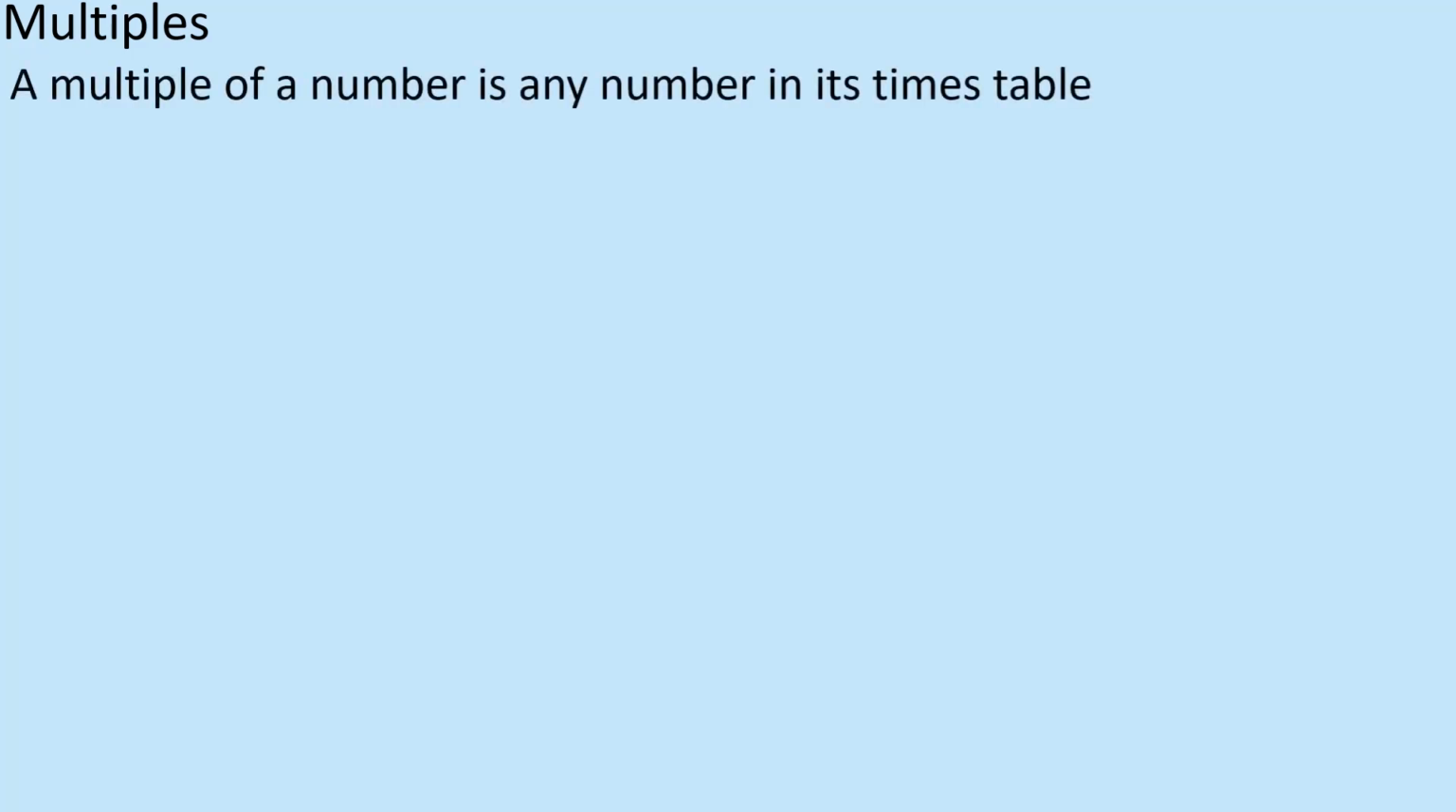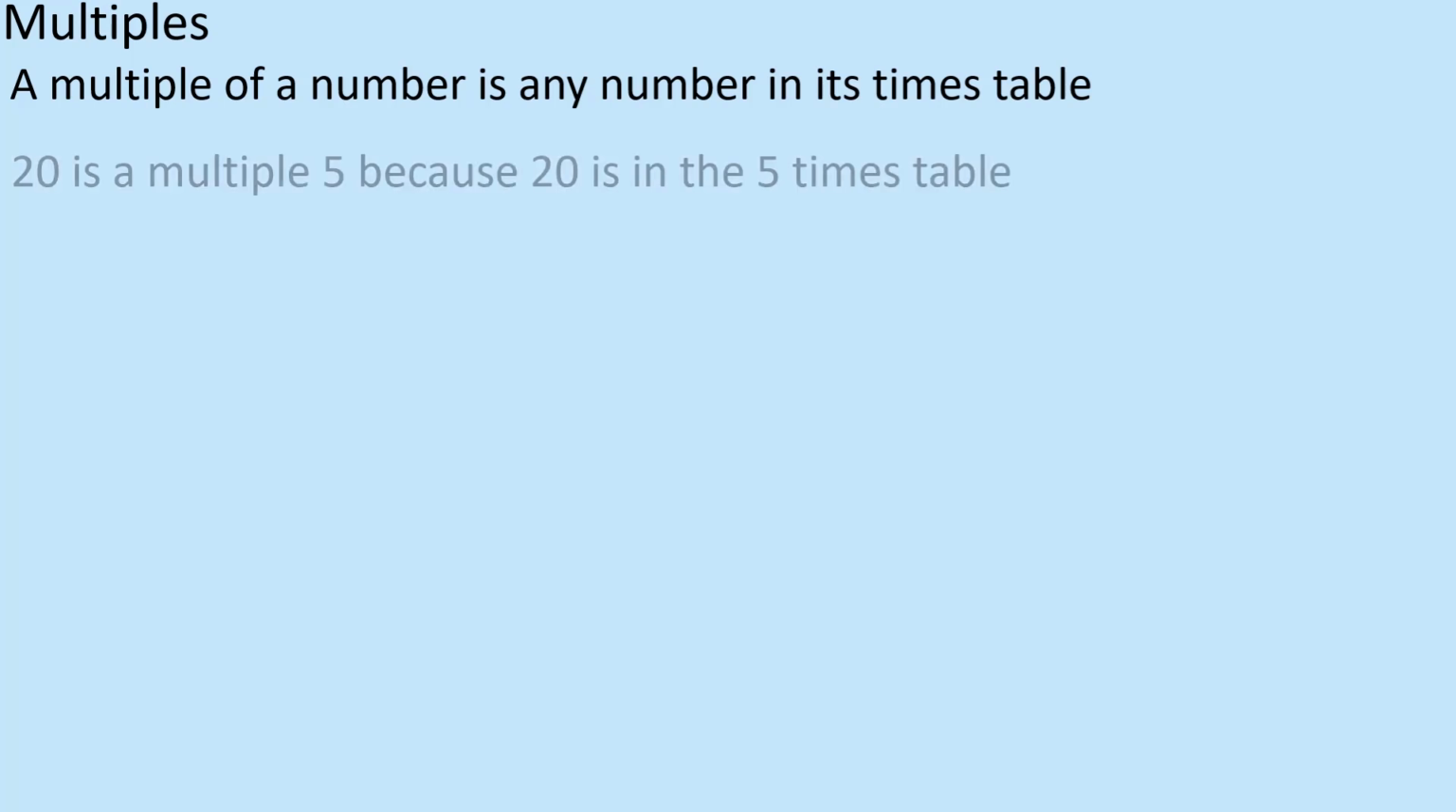So a multiple is essentially your times tables, so the numbers that go up in our times tables. So if I ask you for multiples of 6, it would be 6, 12, 18, 24, and so on and so on, all the way up to essentially any number that's a multiple of 6. So 6 million would be a multiple of 6, okay?